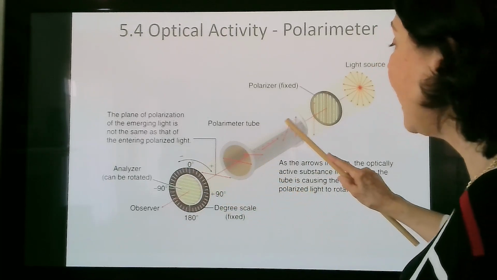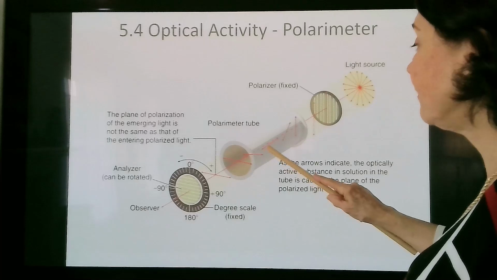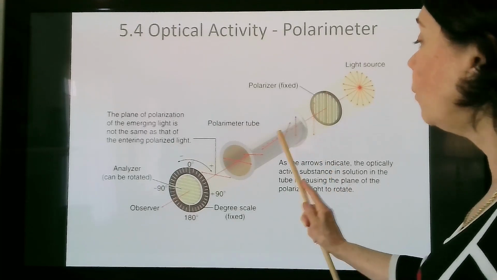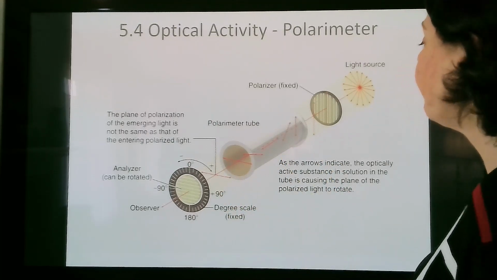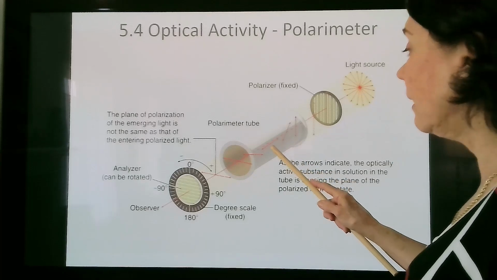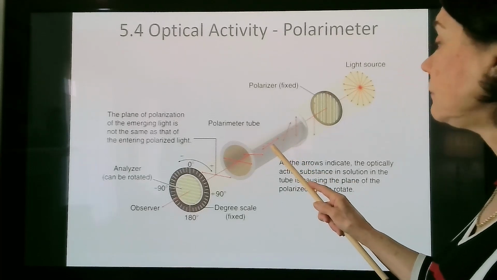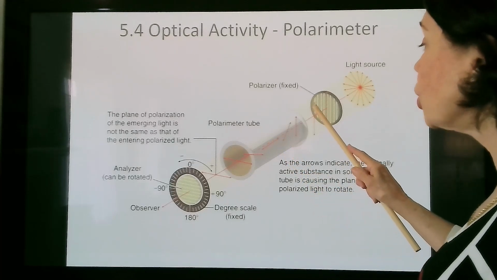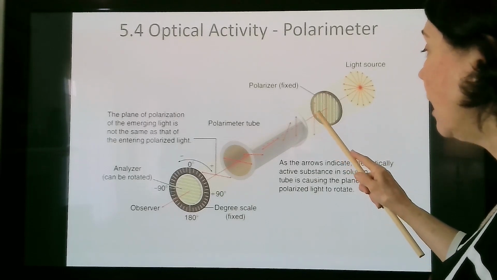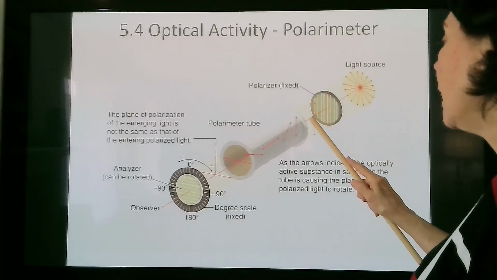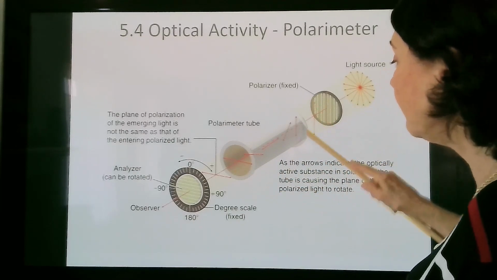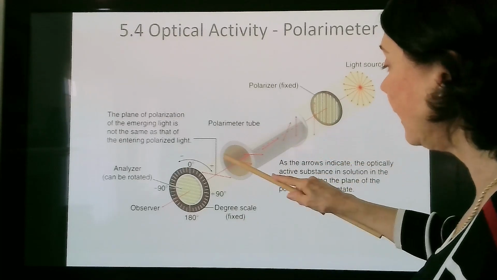And so what happens is this, let's say that it's filled up with nothing, it's filled with air, then the light that is polarized and is in this one plane will come down here and it will still lie in this same one plane. However, if this polarimeter tube is filled with an optically active compound, that optically active compound will turn the plane of polarization, that's this plane right here, of the polarized light, and when it comes out here, it won't be in the same plane. It will be in a slightly different plane. You can see now it's lying in a different plane.